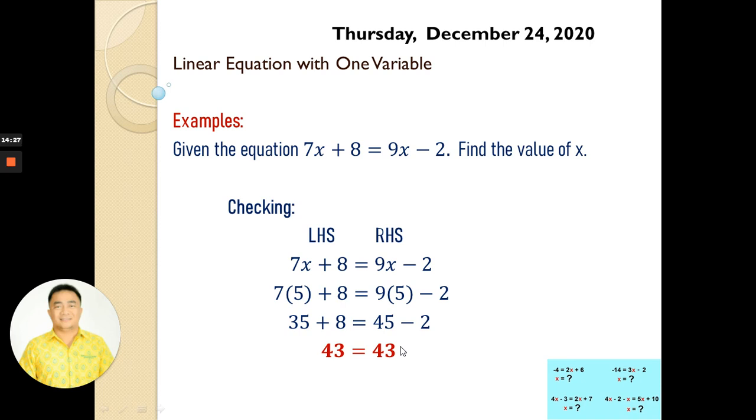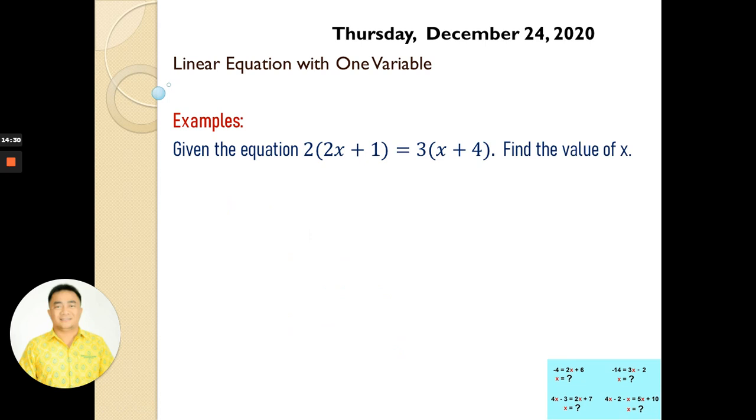Now we proceed to the next example. We have this one. So given the equation, 2 times (2x plus 1) is equal to 3 times (x plus 4). So we're going to find again the value of x.